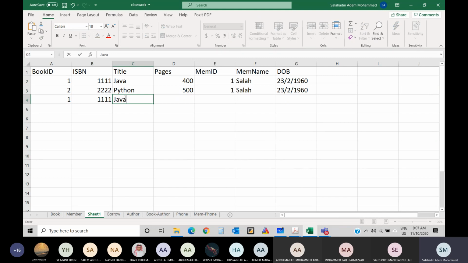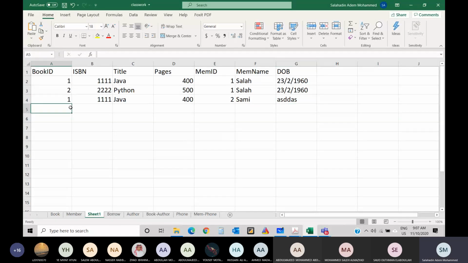Title is what? Java. Pages is what? 400. It was borrowed by member number 2 this time. Let's say his name is Sami and his birthday is so and so. Again, each time somebody borrows book number 1, I have to repeat the same book ISBN number, the title, the pages, and so on. So you can see there is a lot of redundancy here. It's a very bad design. You agree with me? It creates a lot of problems if you design it this way.